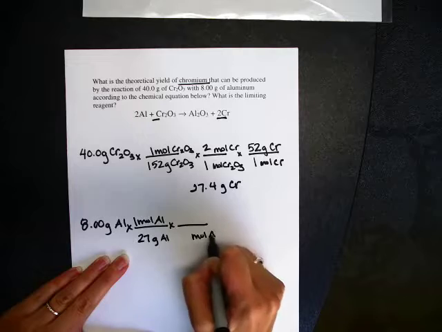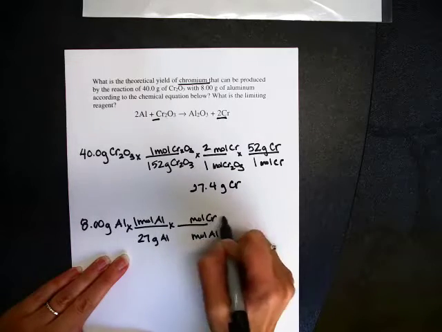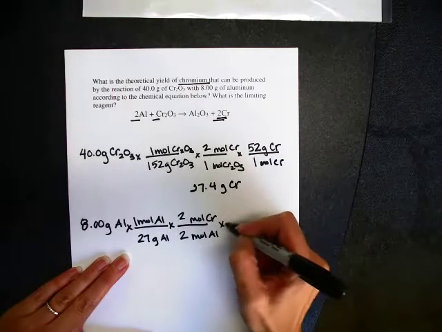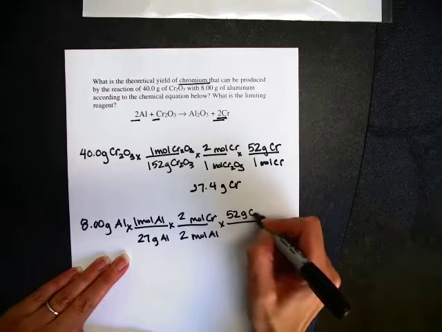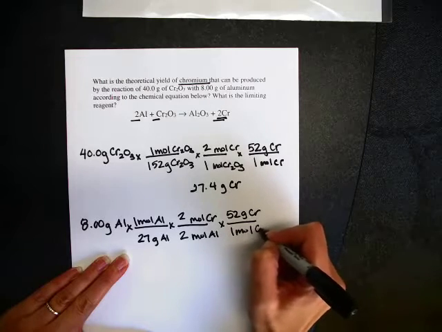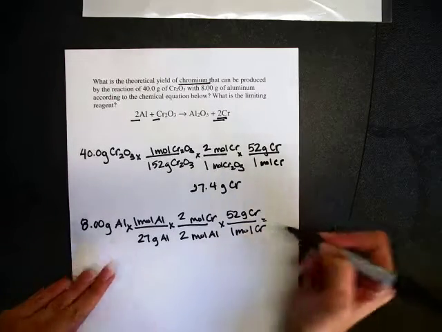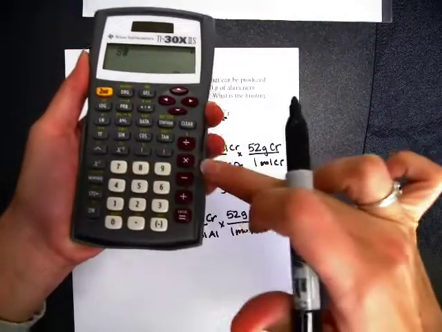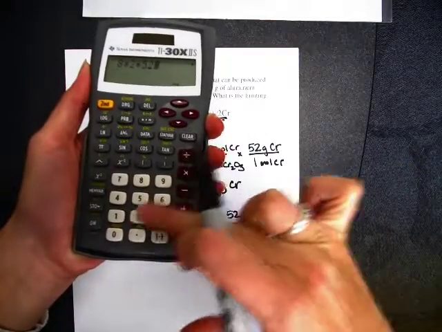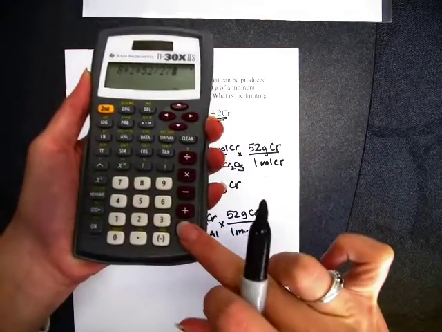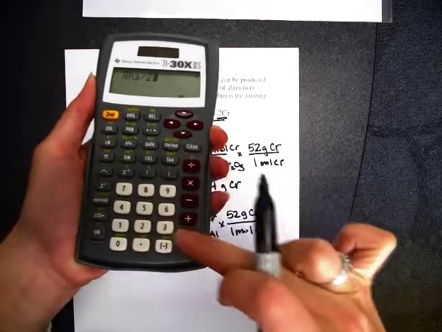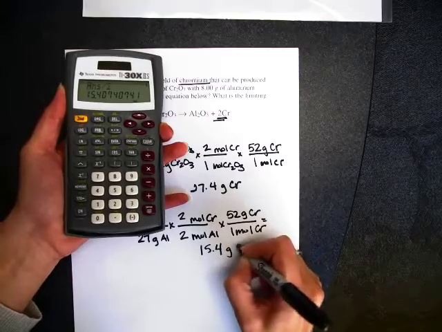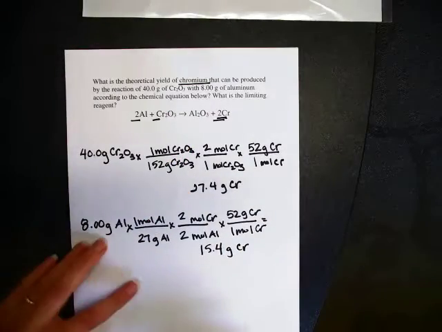Now I'm going to use the stoichiometric coefficients to go from moles of aluminum to moles of chromium. I want to go to the same product as I did the first time. So 2 moles of aluminum will make 2 moles of chromium, and then the molar mass of chromium. So let me put that in my calculator. And I get 15.4.